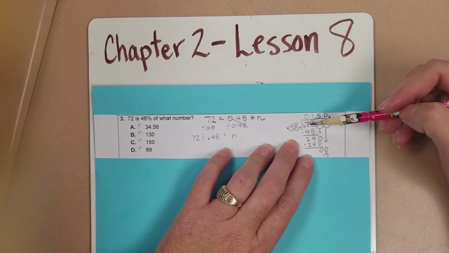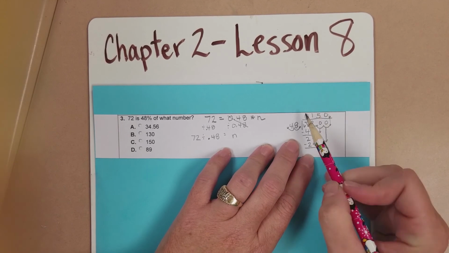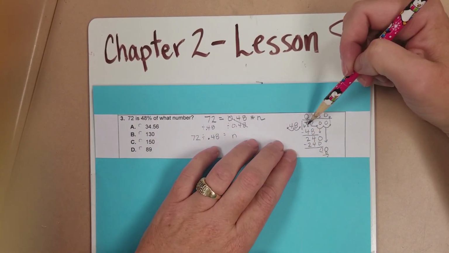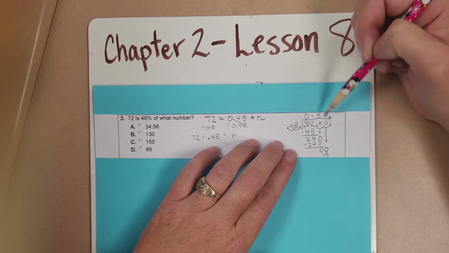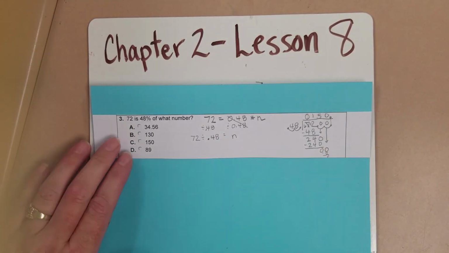And this is the important thing. You want to make sure that you have a number above every digit in the dividend. So that's why we put a 0 here. And you know your answer is going to be correct if above every digit in the dividend, you have a digit in the quotient. So our answer is 150, and that is C.